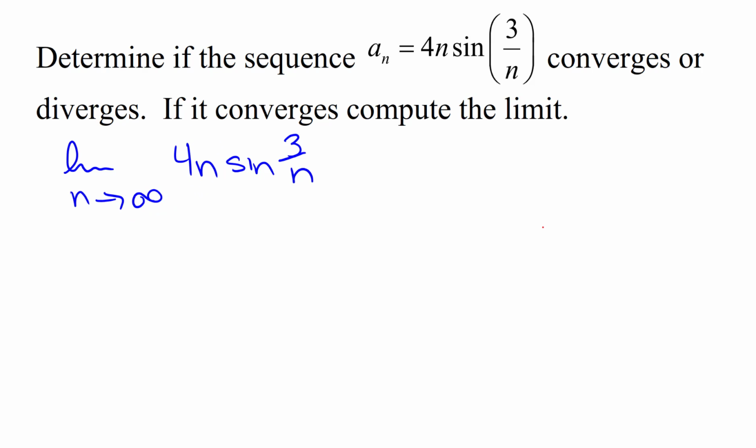There's two different parts to this. The first one, 4n, as we approach infinity, approaches infinity. The second one, the sine of 3 over n: as n approaches infinity with a fixed numerator and the denominator becoming larger and larger, that's going to approach 0, so we're going to have the sine of 0, which is 0. So we have an indeterminate form, infinity times 0. That should lead us to L'Hopital's rule, because L'Hopital's rule helps us with indeterminate forms.